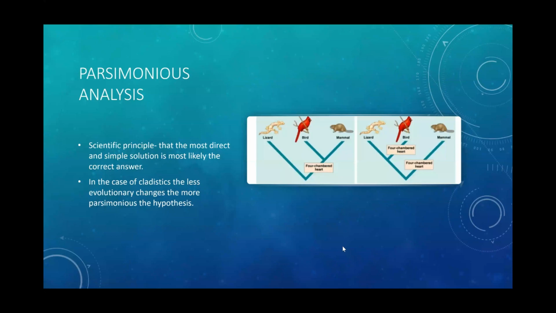Parsimony, or parsimonious analysis, is a scientific principle that the most direct and simple solution is the most likely correct solution. In the case of cladistics, the fewer evolutionary changes, the more parsimonious the hypothesis. The least change is the best and most probable answer. As Mr. Cahill is fond of saying, evolution doesn't like to reinvent the wheel. And this is an example of a parsimonious cladogram, or should be.